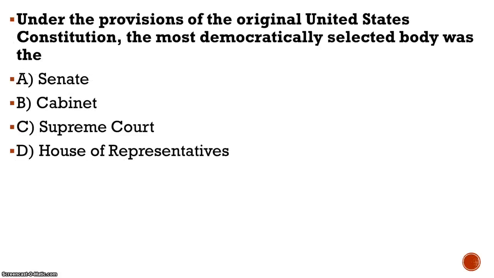And Mr. Marshall, would you like to do this one? So under the provisions of the original United States Constitution, the most democratically selected body was, so we got Senate, Cabinet, Supreme Court, or House of Representatives. Right? So democratically elected is where everybody gets to vote, which is completely D, House of Representatives. The Supreme Court is not elected at all. They're appointed. The Cabinet, again, appointed. And originally, the Senate wasn't elected by us. That was chosen by the state legislatures. So we got to make sure that we read that original in the United States, because originally only the House of Representatives was voted on by us.